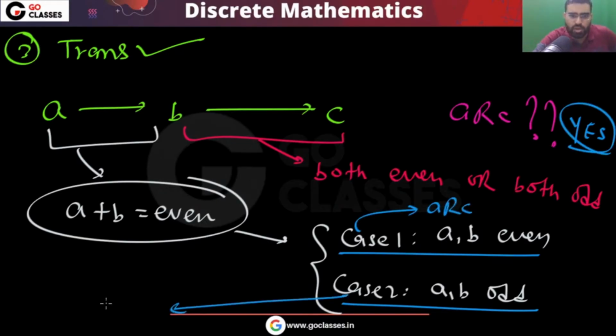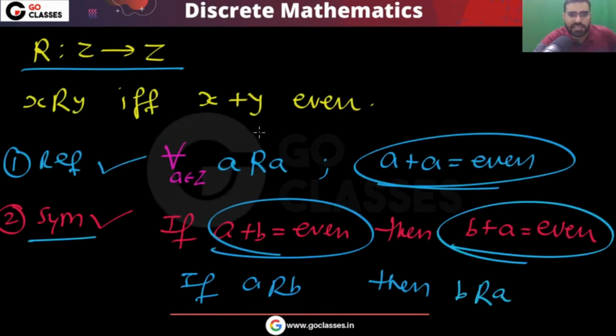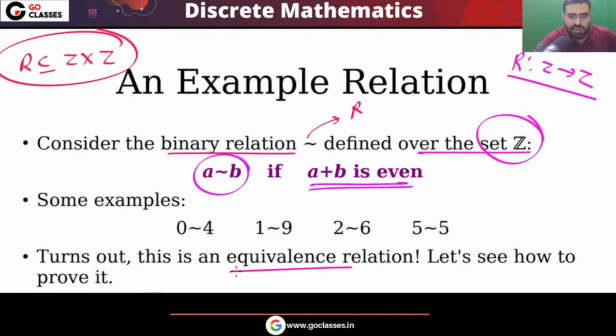In this case also A will be related to C. In both the cases A will be related to C. So this is transitive also. So finally I can say this relation R is an equivalence relation.